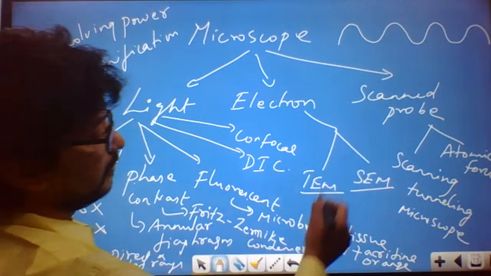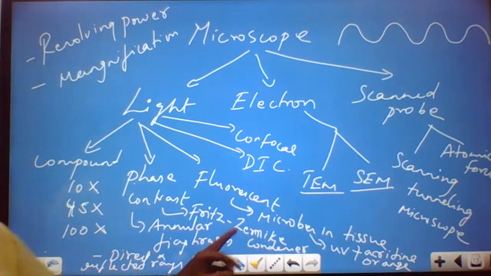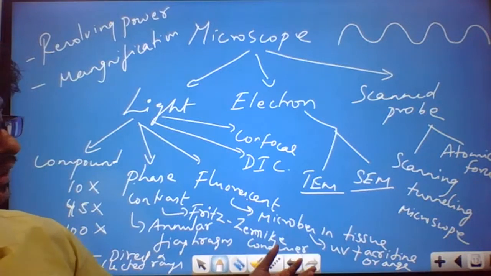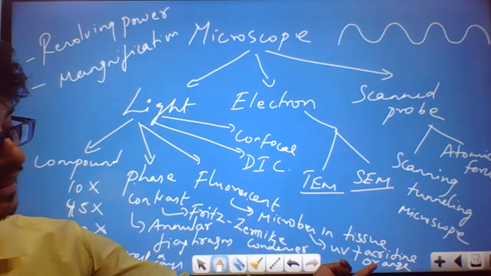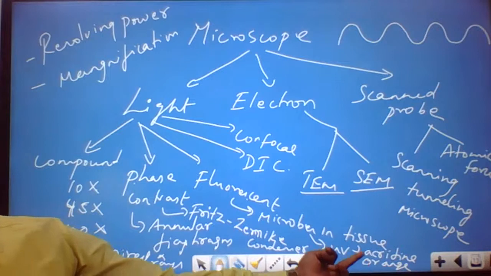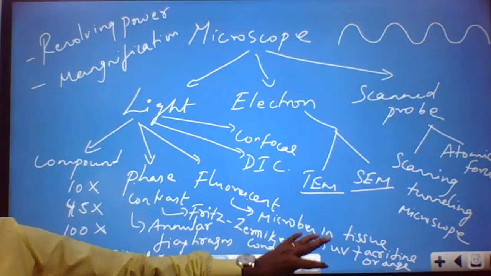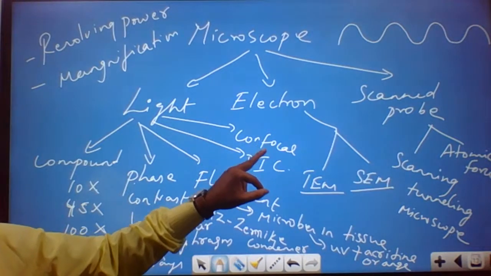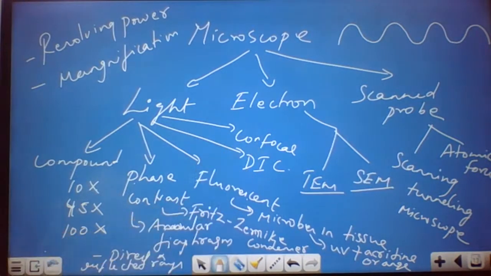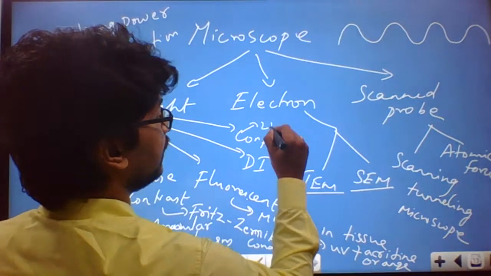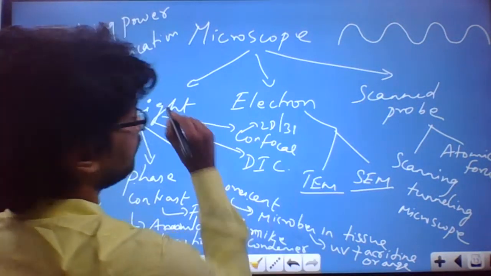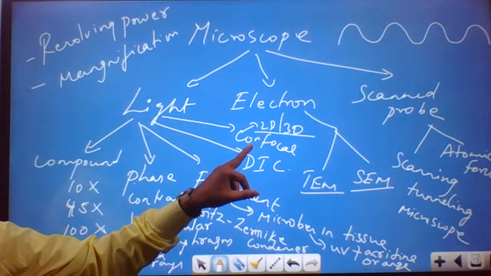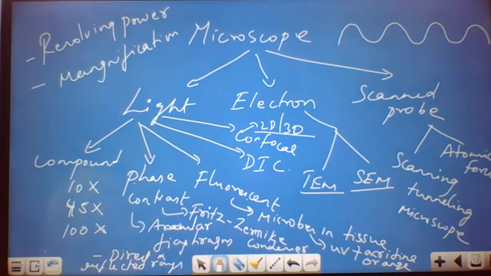Fine. The fluorescent microscope is used when you want to see microbes directly from the tissues, where you go for ultraviolet rays and the specimen has to be stained with acridine orange. This you can do. Then we have the confocal microscope. The confocal microscope is for 2D and 3D images. If you want to get 2D and 3D images with a light microscope itself, you can go with the confocal microscope. Here you can use a laser light.